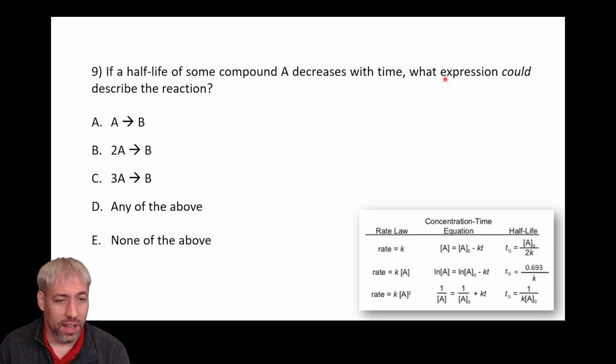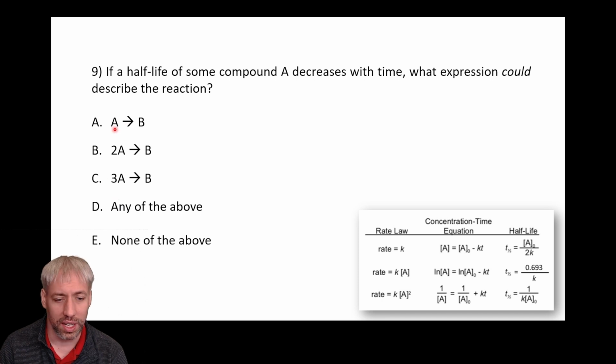All right, so the key here is what expression could describe the reaction. And so the half-life of some compound A decreases with time. So the half-life is changing. So we know it's not a first order reaction, so it could be a zero order or a second order. But the trick on this question is none of this tells you what the order of the reaction is. And so we know that A is going to change with time and the half-life is going to decrease with time. But what we don't know is what the rate law for any of these reactions are. So any of these could be a possibility.